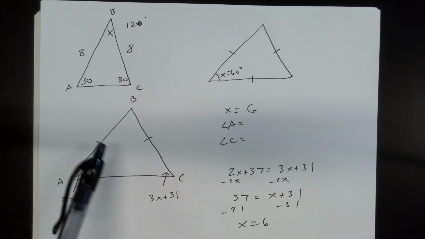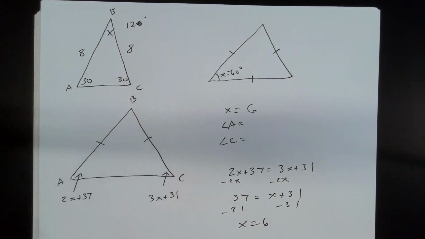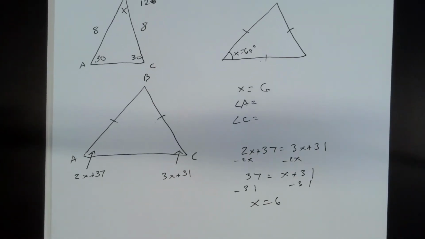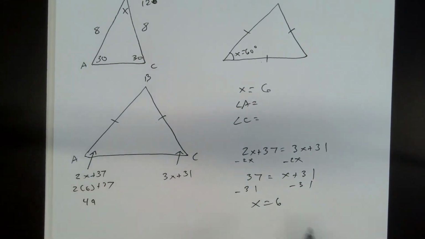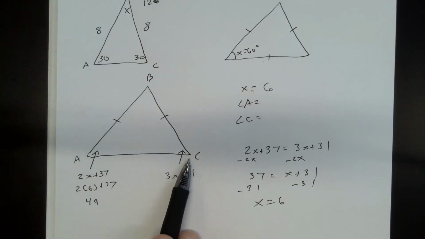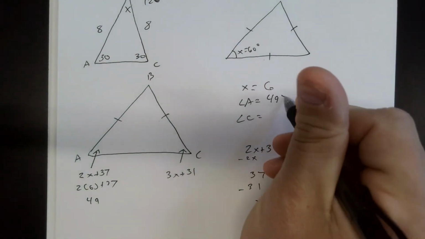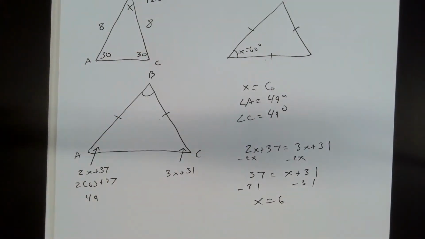Now we did that, remember, because it's an isosceles triangle and these two sides are equal, then the angles opposite those sides are also equal. So if I get x equals 6, how can I get, yeah, so we just plug it in, right? So we can have 2 times 6 plus 37, and that's 49. Do I need to plug it into this one? No, because what do we know about these two angles? So if this one's 49, this one's 49. How could we figure out what angle B is if they wanted to know that? Yep, add them together, subtract from 180.